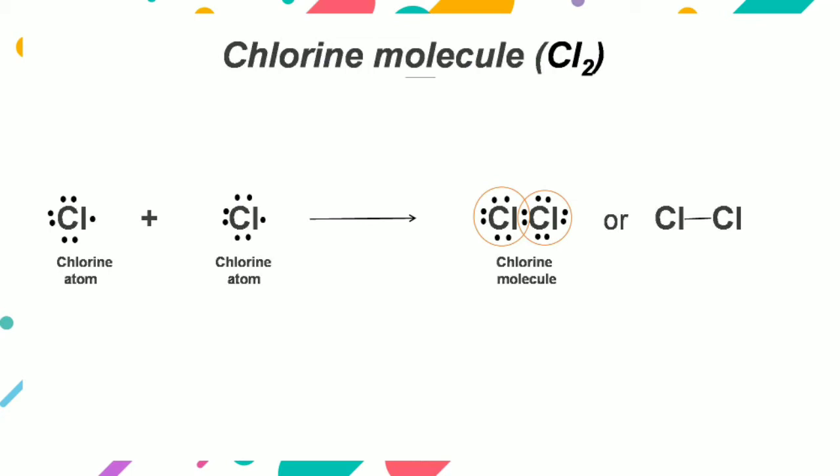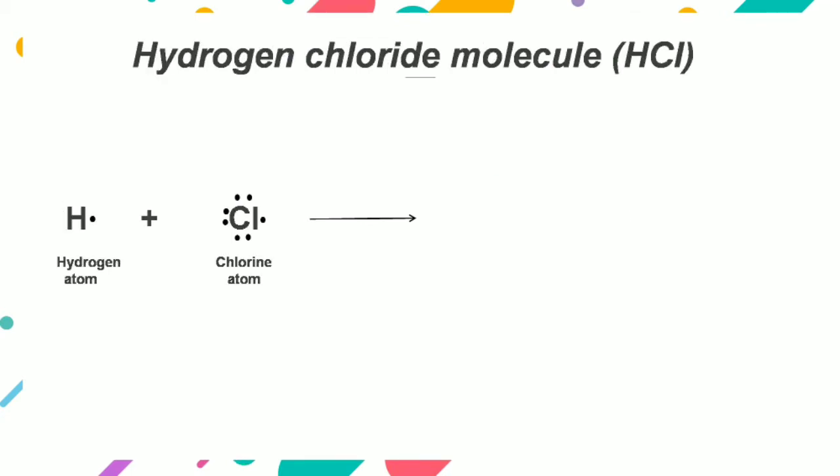Hydrogen chloride is made up of one hydrogen and one chlorine atom. And hydrogen's electronic configuration is 1. So it means to complete its duplet, it requires one electron. And chlorine's electronic configuration is 2, 8, 7. So it also requires one electron to complete its octet. So if they share 1 electron with each other, then hydrogen's duplet and chlorine's octet will be completed.